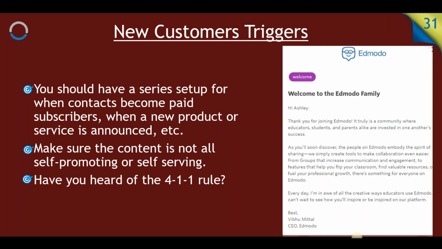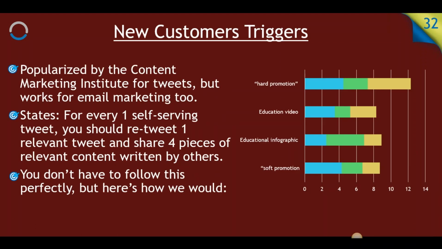So taking actions immediately. The 4-1-1 rule was also popularized by the Content Marketing Institute for tweets. It states that for every self-serving tweet, you should retweet one relevant piece of content and share 4 pieces of relevant content written by others. You don't have to follow this perfectly, but here's how you should do it. There's a quick chart here of hard promotion and how it should be distributed.